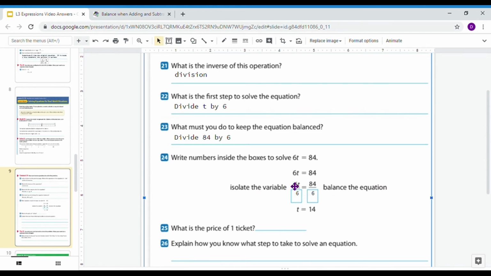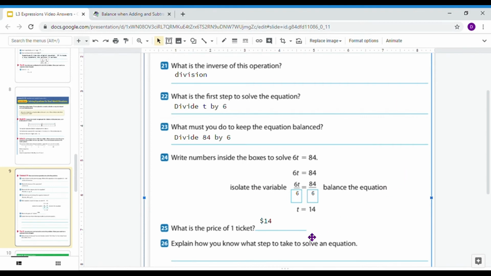6 divided by 6 is going to cancel each other out and leave us with just t. And then 84 divided by 6 gives us a final answer of 14. So the price of 1 ticket is going to be $14. Remember, you're always doing the opposite of the operation. So they were multiplying, I just divided both sides.